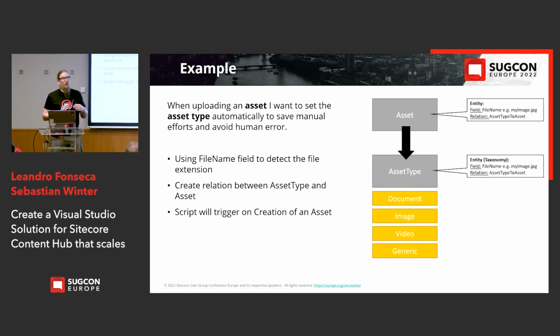The file always has a file name and therefore also a file extension. Based on the file extension, I want to enhance the data with a content type or an asset type. The asset type is also an entity, and I have pre-created four asset types: document, image, video, and then one called generic, which is everything else. So whenever it's not a document, an image, or a video, it will get the flag generic. It will be connected to the entity asset type, so there is a relation between those at the end.